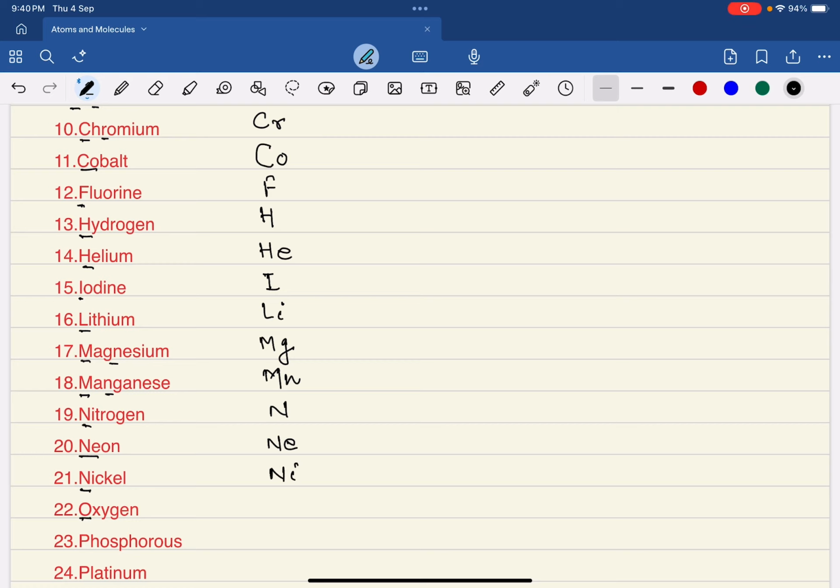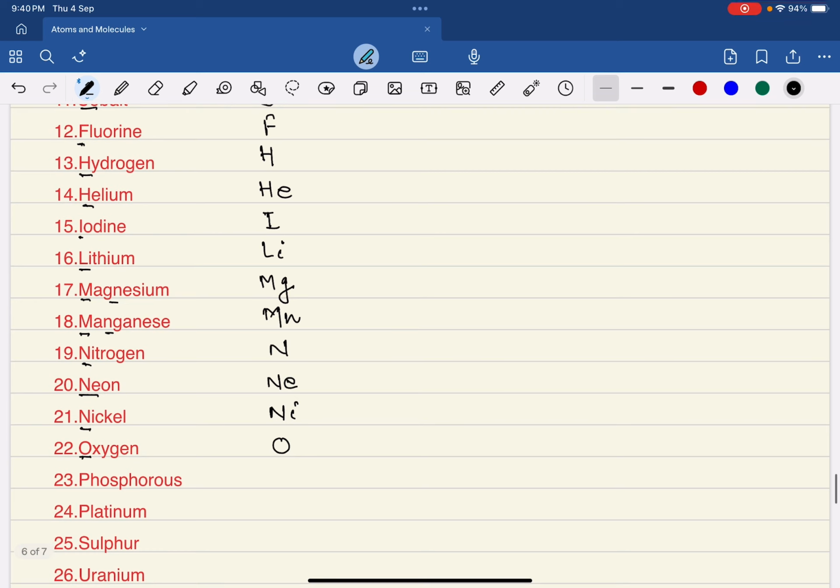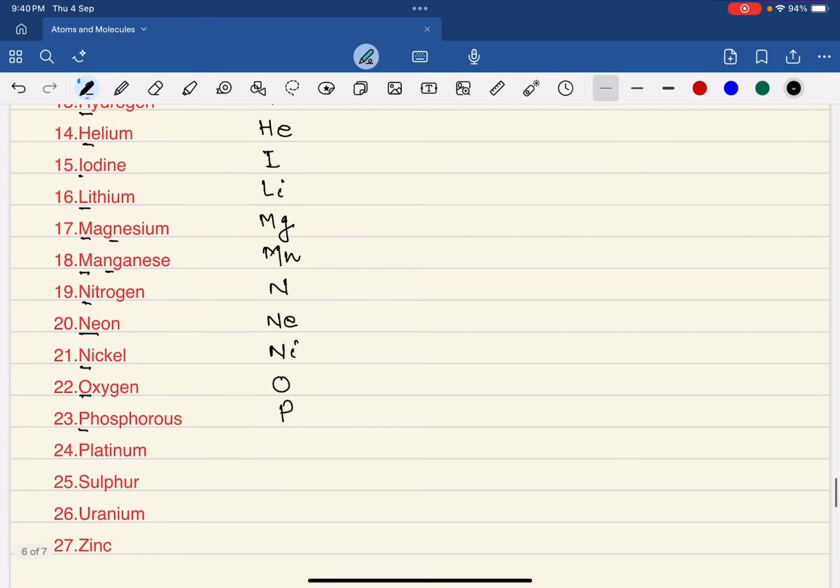In case of oxygen, only one letter, O, is used. In case of phosphorus, the first letter P is used. In case of platinum, two letters are used, one is P and the fourth letter T, Pt, platinum. In case of sulfur, again the first letter S is used. In case of uranium, the first letter U is used. In case of zinc, the first and third letters, Zn, are used.